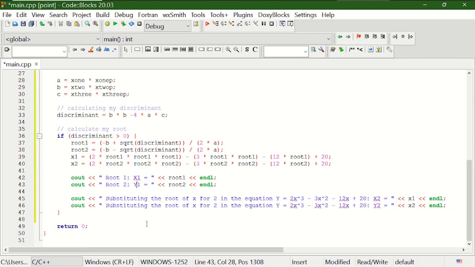So this will be our first statement. So for the next statement, we can say else if discriminant is equal to 0. So you can say open and close curly brackets. So what function do we want in here?